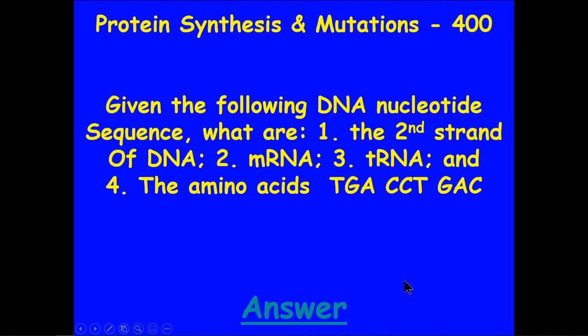Given the following DNA nucleotide sequence, what are, number 1, the second strand of DNA, number 2, messenger RNA, number 3, transfer RNA, and number 4, amino acids, given TGA, CCT, GAC.